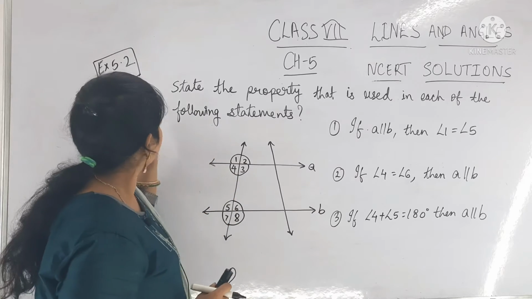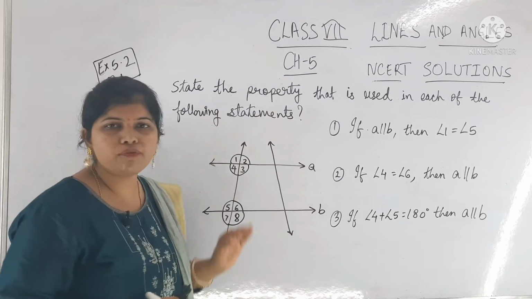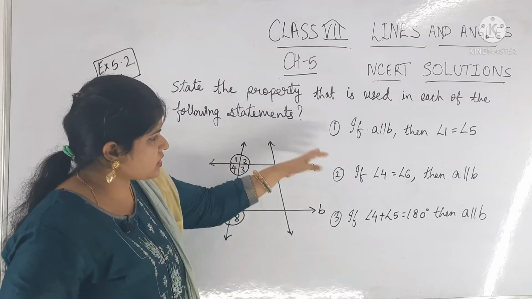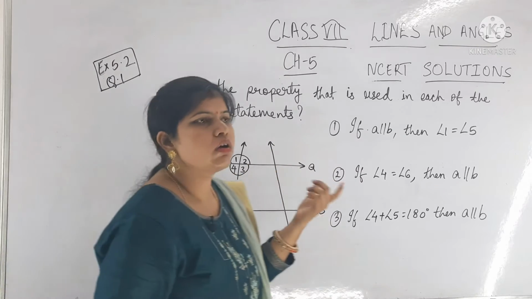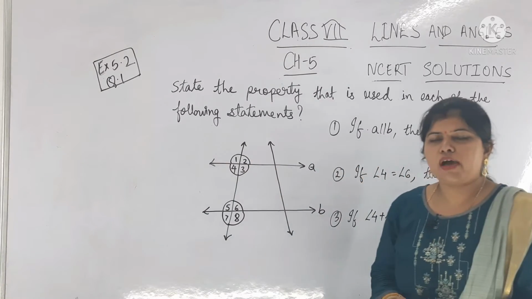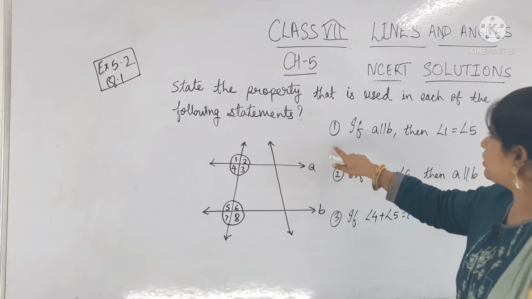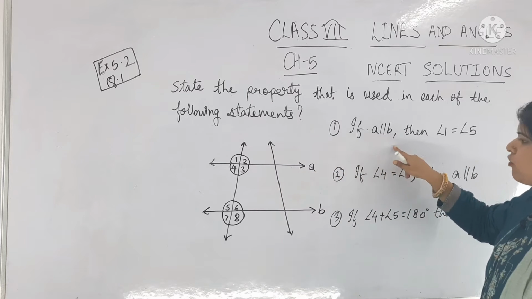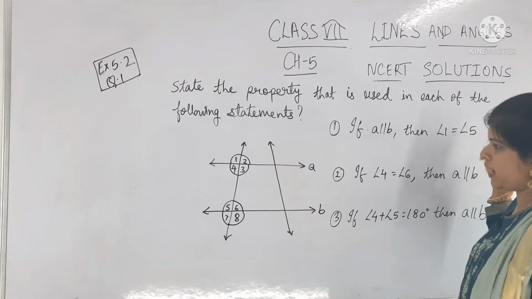So here what you have to do: state the property that is used in each of the following statements. Some statements are given, and you have to find which property is used. Number first: if A is parallel to B, then angle 1 is equal to angle 5.